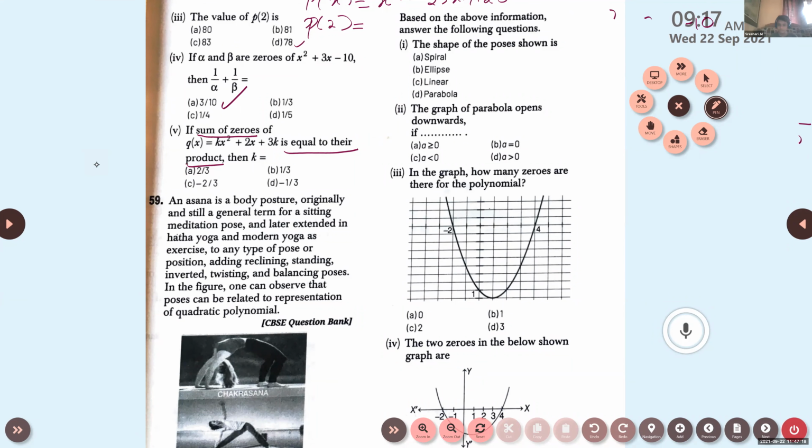Ma'am, for the last question, we can write alpha plus beta by alpha beta is equal to negative b by c, cancelling both. Oh, okay, okay. That we also, yes.